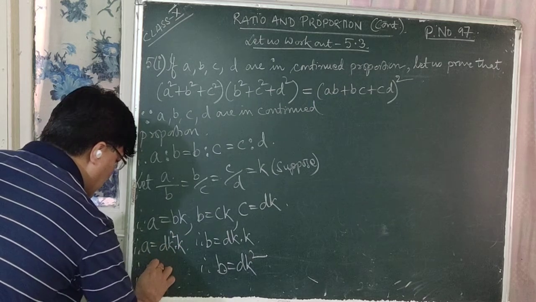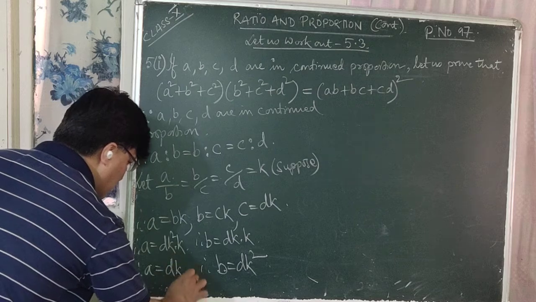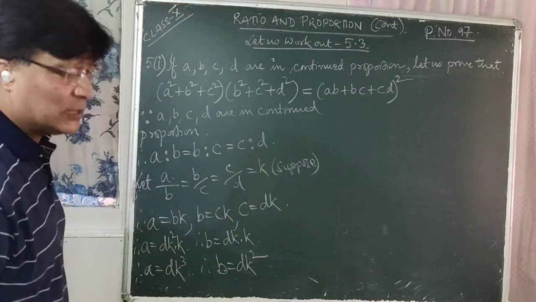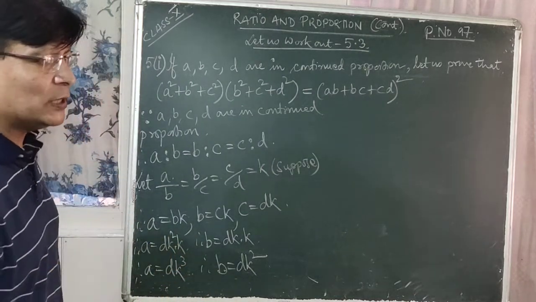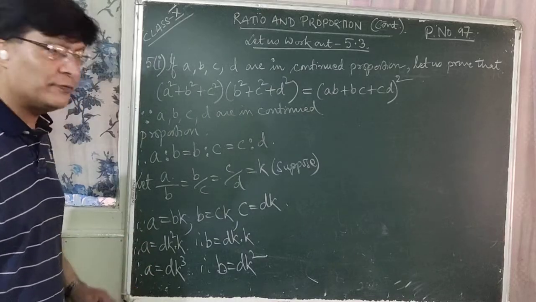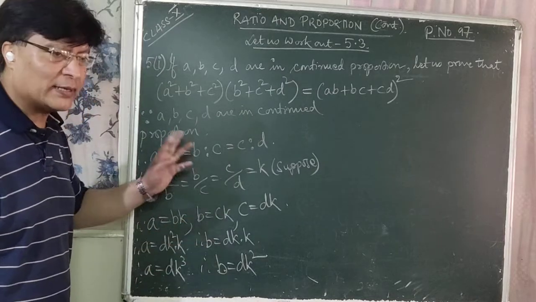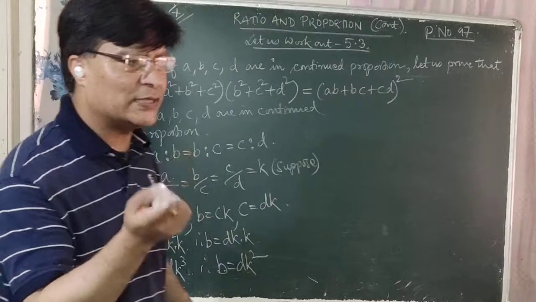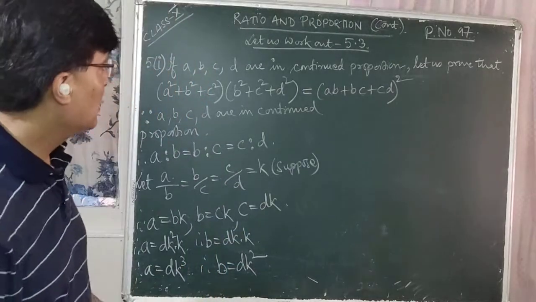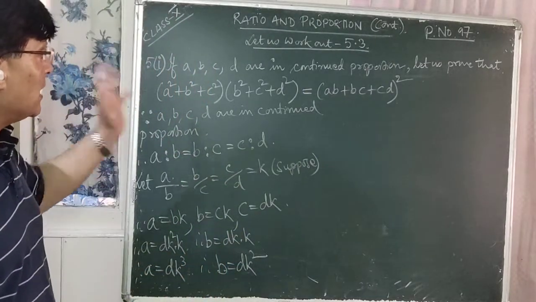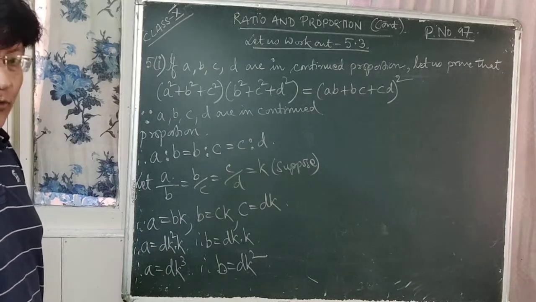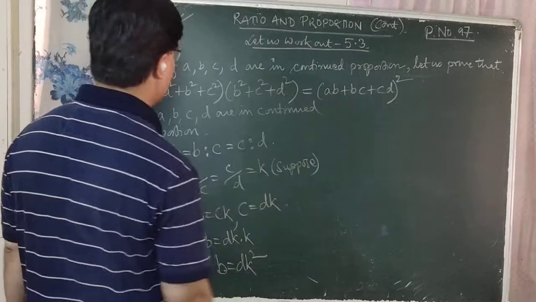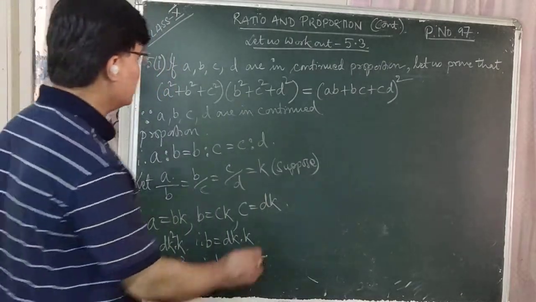That means A is equal to DK cube. Now we will use A is equal to DK cube, B is equal to DK square and C is equal to DK, and D remains the same, that is D is equal to D. So now let us prove this LHS is equal to RHS. Now we can prove it. So let us write down the left hand side now.